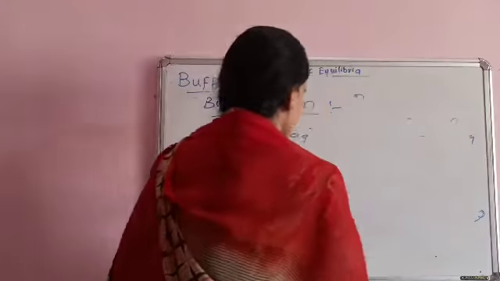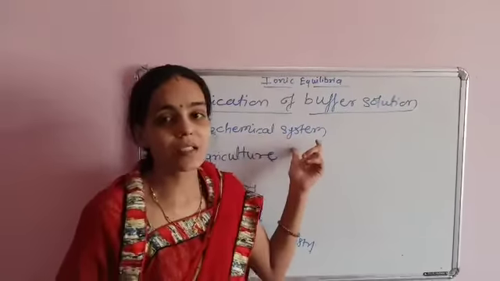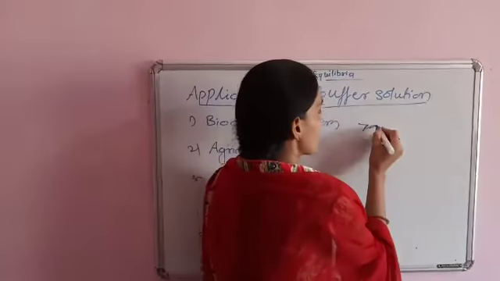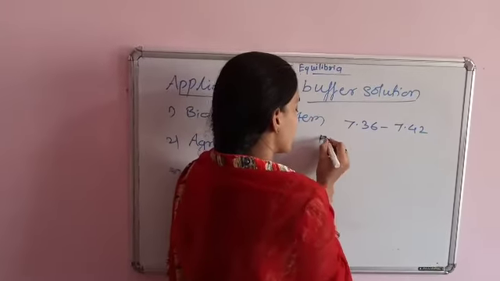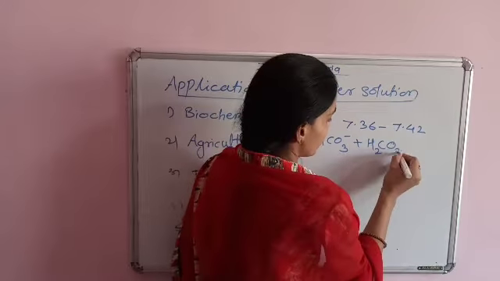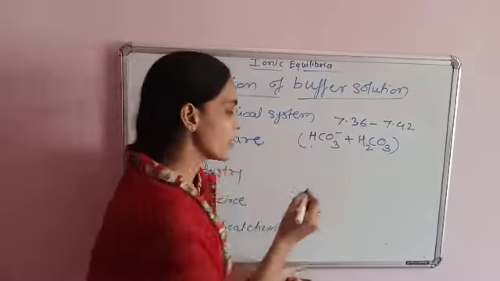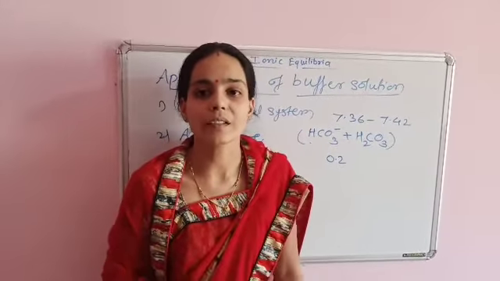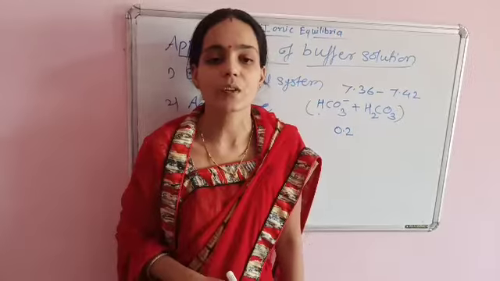Next, applications of buffer solutions. First, biochemical systems. The pH of blood in our body is maintained at 7.36 to 7.42, due to the buffer of carbonic acid and its salt. A change in this pH of 0.2 can cause death. The saline solution used for intravenous injection must contain a buffer system to maintain the proper pH of the blood.